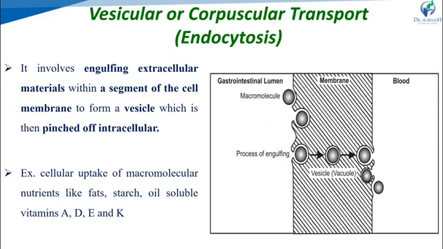And the last one for the mechanism of drug absorption is vesicular transport, or endocytosis. That is a minor type of mechanism of drug absorption. It involves the engulfment of extracellular materials or drug molecules within a segment of the cell membrane. The cell membrane engulfs the materials and forms vesicles, which then pinch off and are transported across the cell membrane to the intracellular space. An example is cellular uptake of macromolecules like nutrients, fat, starch or soluble vitamins, which are absorbed by the endocytosis mechanism.